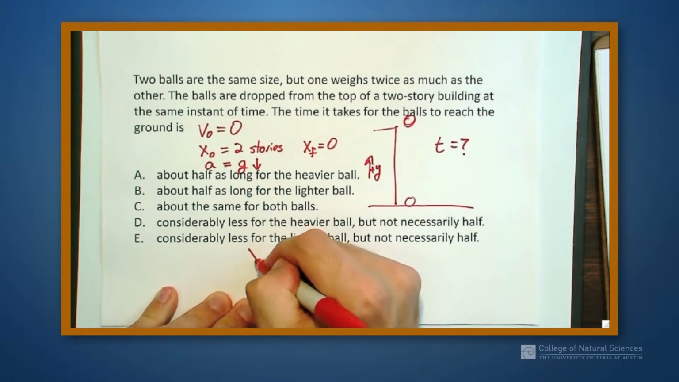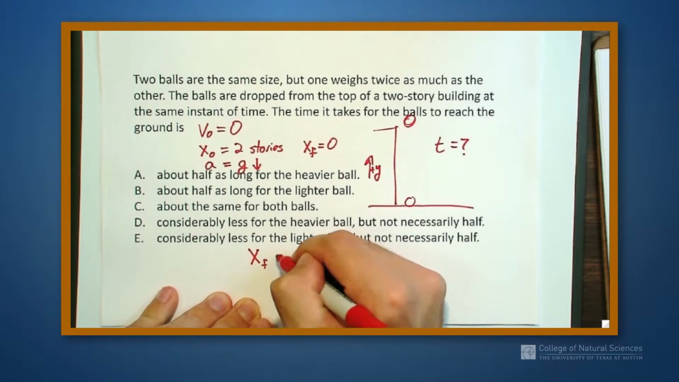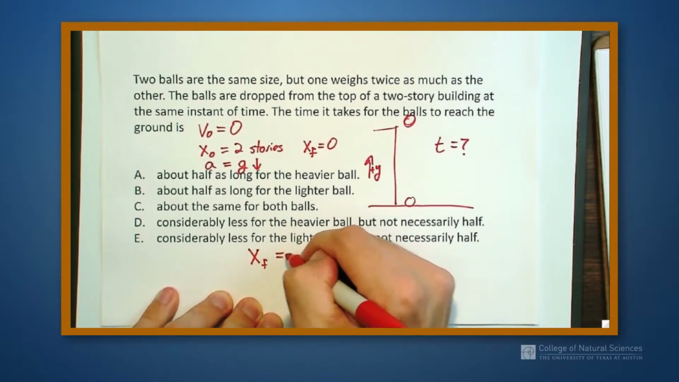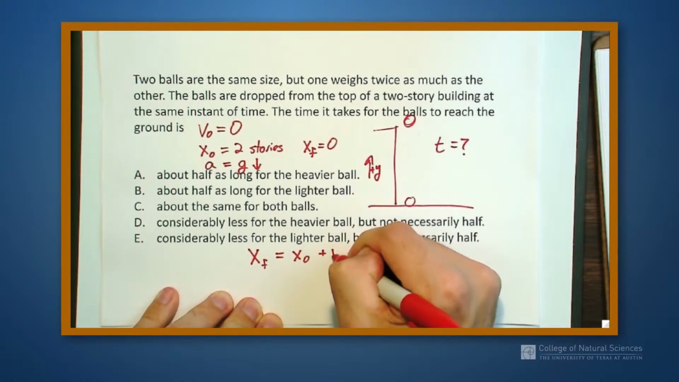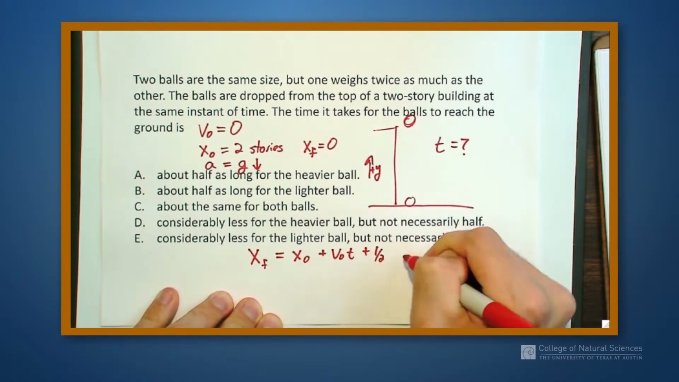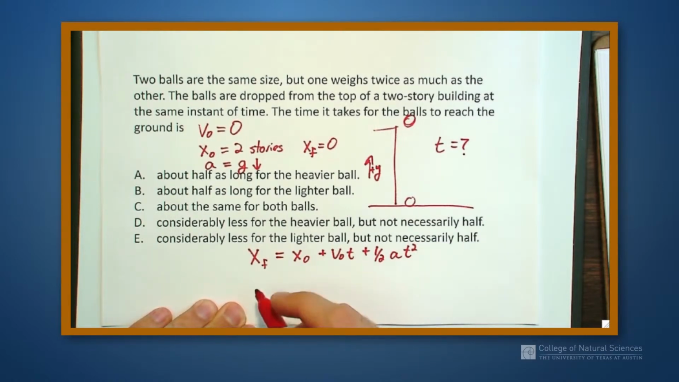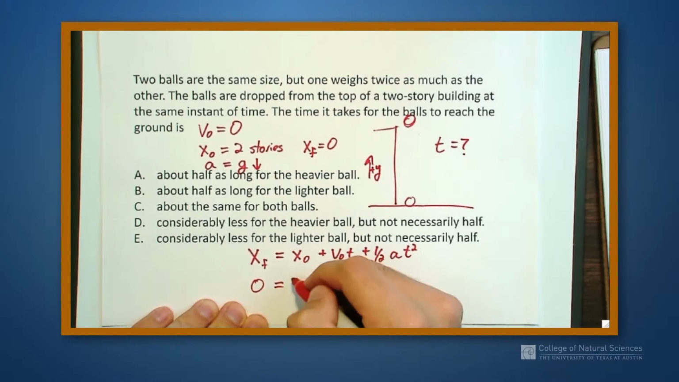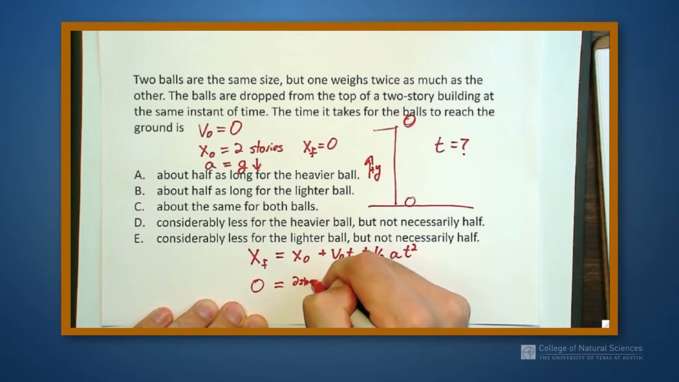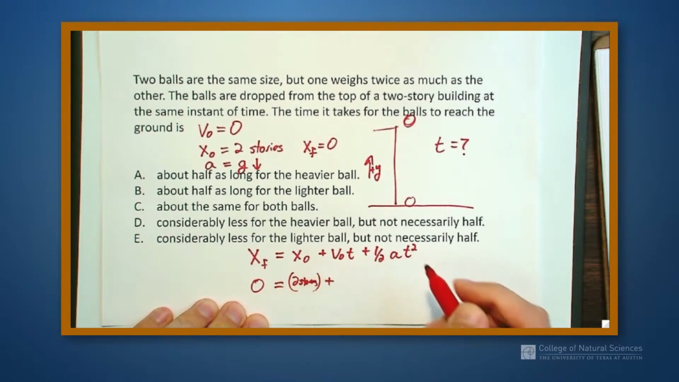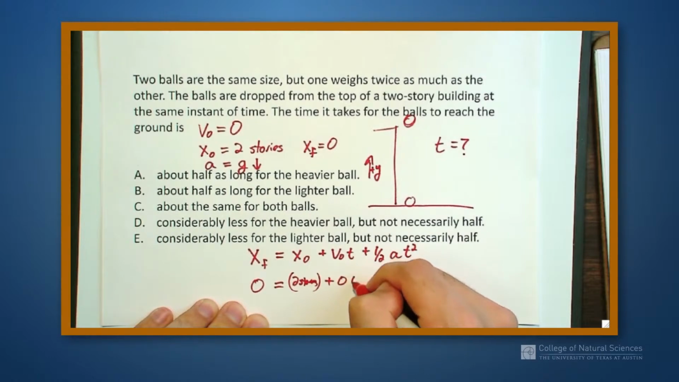So I look at the equations, and I find that the first of the two kinematics equations that we tend to learn, x equals x naught plus v naught t plus 1/2 a t squared, looks like a good one to use. And I remember that I have to be careful with my coordinates to make sure that I'm putting everything in the right way. So my final position is 0. My initial position is my 2 stories. My initial velocity is 0. I released it from rest.